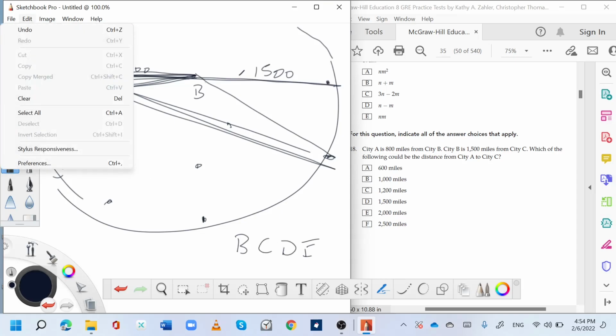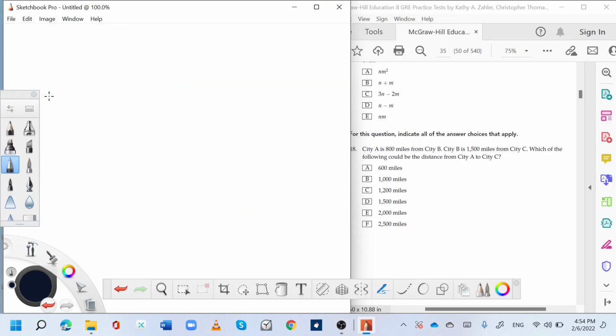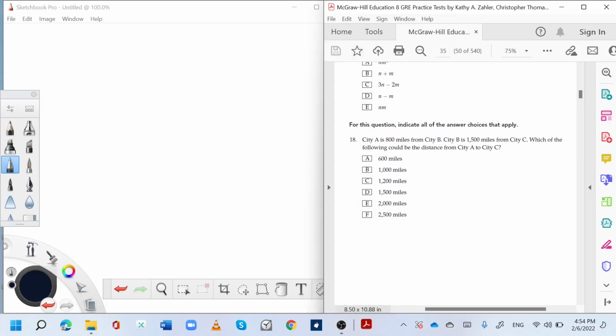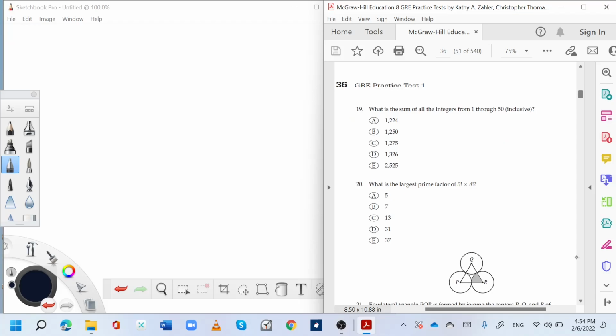It can't be more or less than the distance these two numbers added up, or the difference between them. Just a little bit of trickery, just to confuse us.